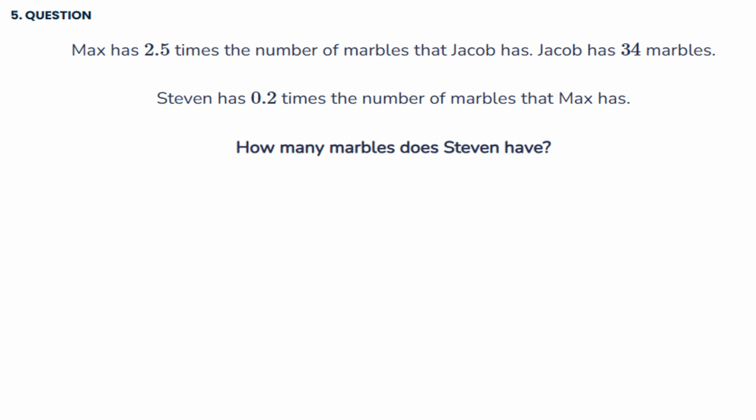So we're going to start with, it says Max has 2.5 times the number of marbles that Jacob has. And I want you to always read through the problem before you start writing things down. Jacob has 34 marbles. Stephen has 0.2 times the number of marbles that Max has. How many marbles does Stephen have? All right, so now we start writing out the information that we know.